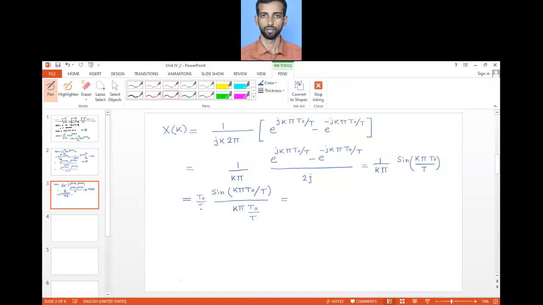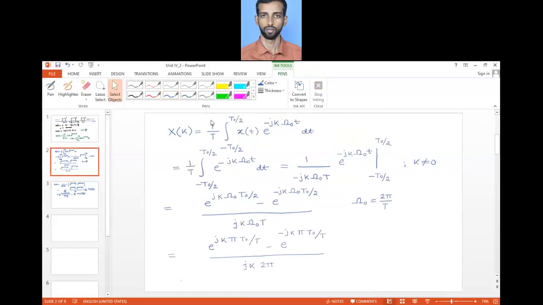This particular function is known as the sinc function. So t naught by t, then we have sinc of k t naught by t.